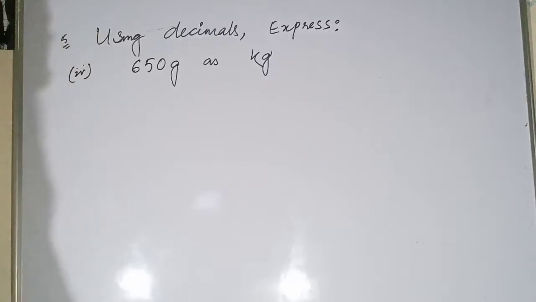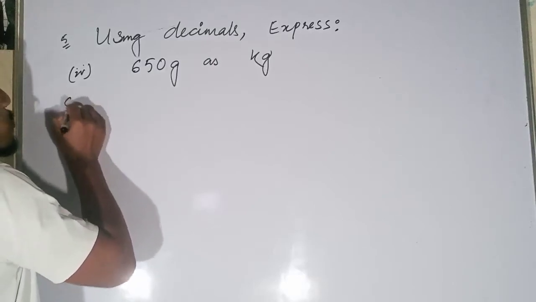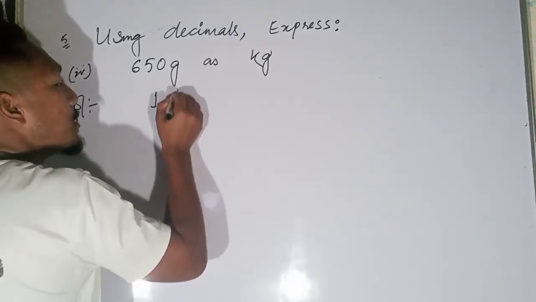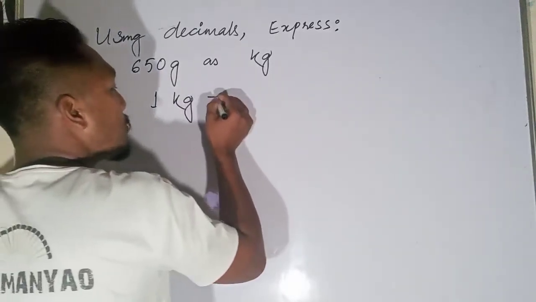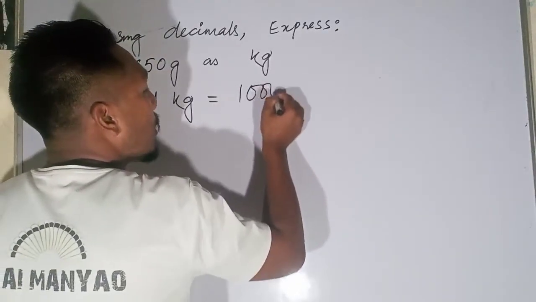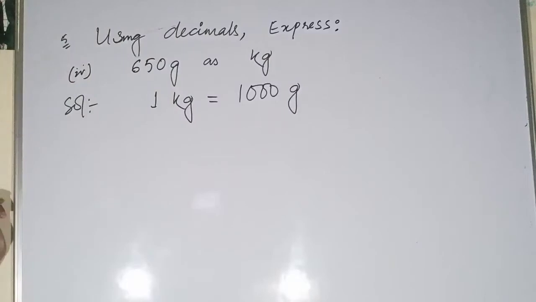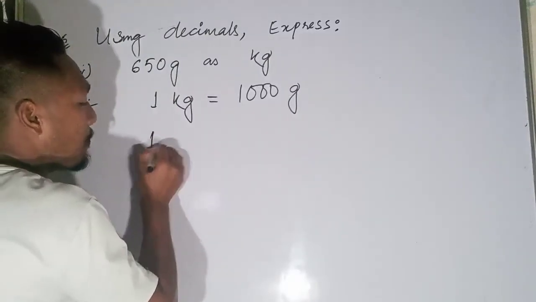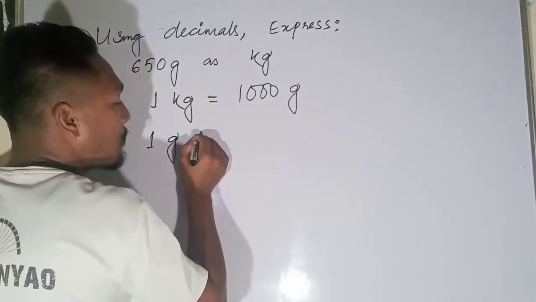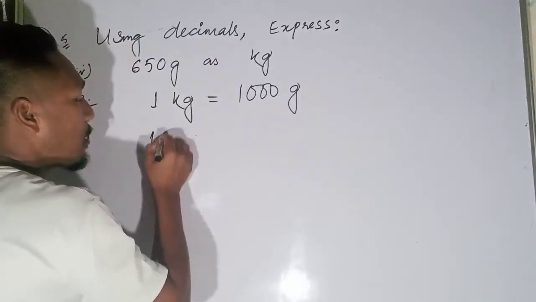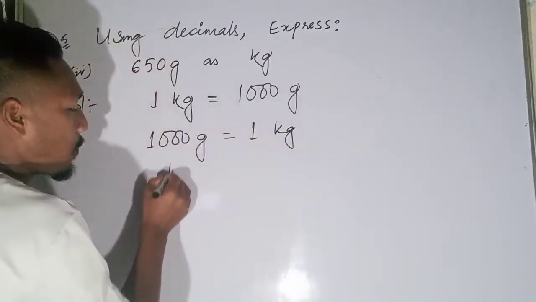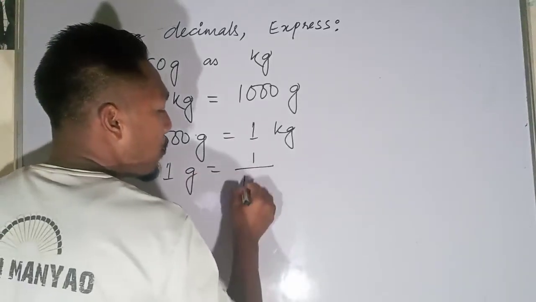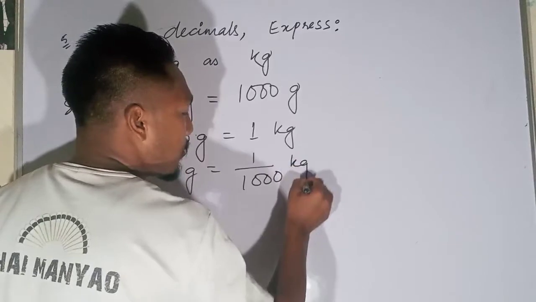Our next question is 650 gram as kilograms. Okay, 650 gram as kilograms, so again a solution. We know that 1 kilogram, or 1 kg, you are very familiar with kg, is equal to how many grams? 1000 gram. That means we can also write 1000 gram is equal to 1 kg. Same thing. So 1 gram will be equal to 1 by 1000 kg.